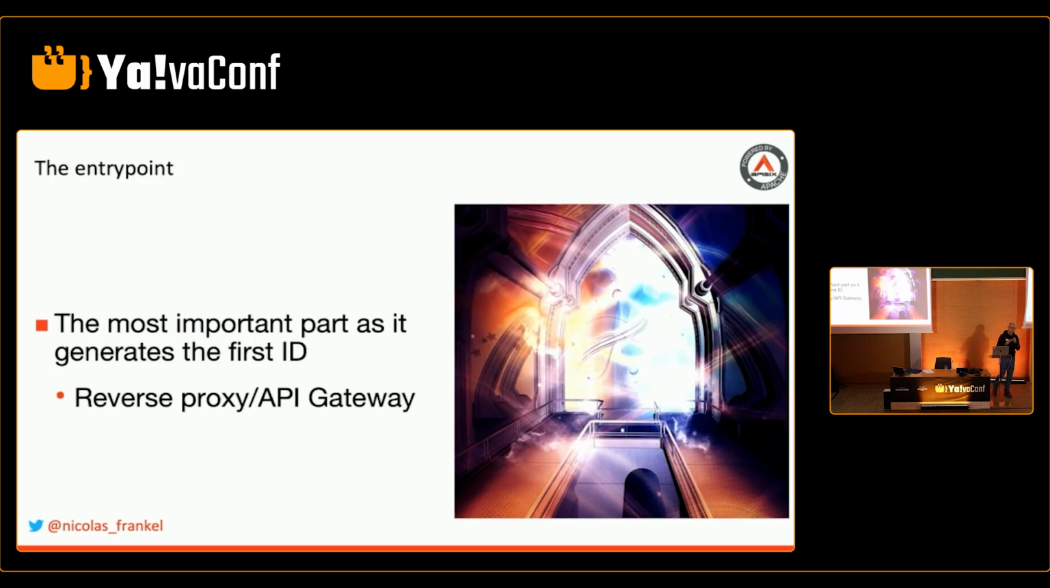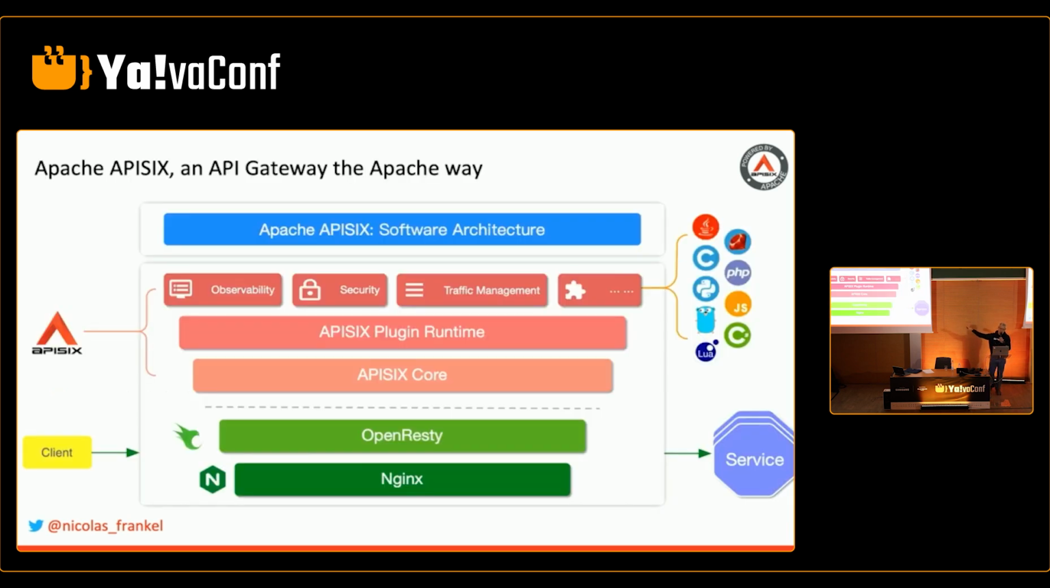The most important stuff is the entry point. That's where you will generate the first parent ID and the basic trace ID. Here I'm using Apache APISIX. APISIX is an Apache project, as its name implies. It's based on Nginx, which is a very, very good and mature reverse proxy. The problem with the open source version of Nginx is that if you want to change the configuration, you need to switch it off and on again. When something sits at the entry point of your information system, you want it to be always up, so not great.